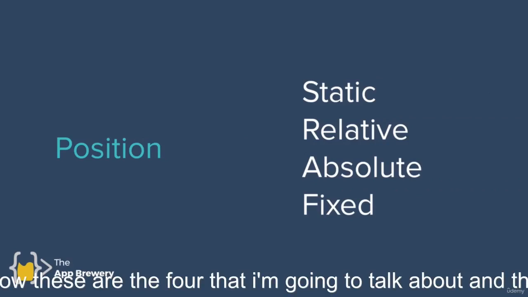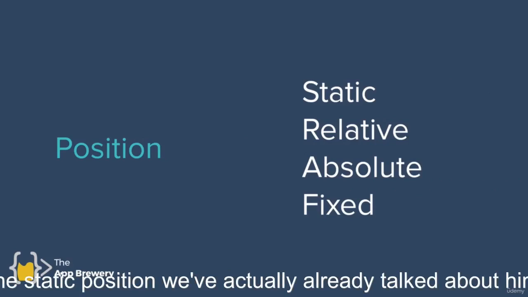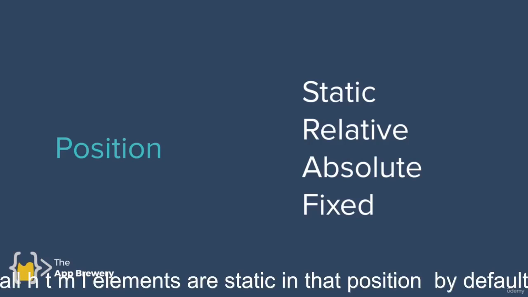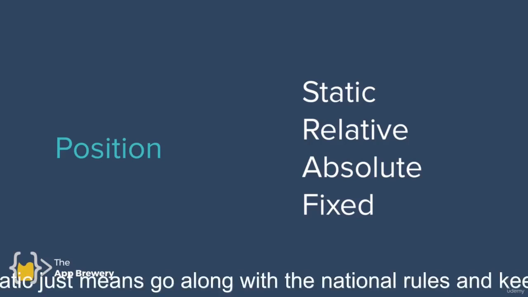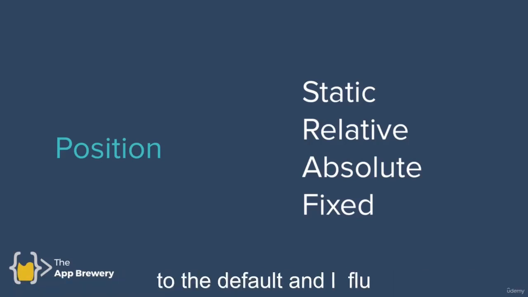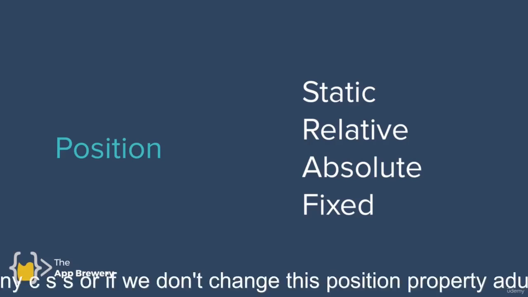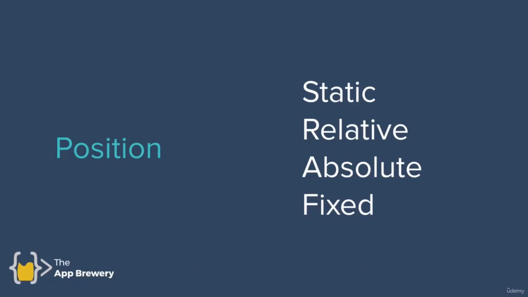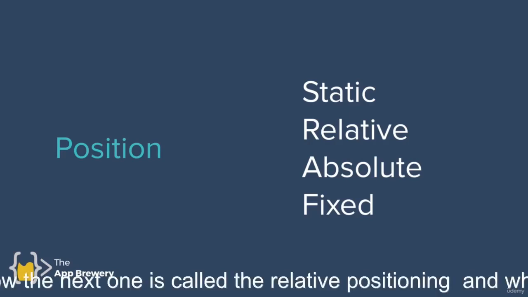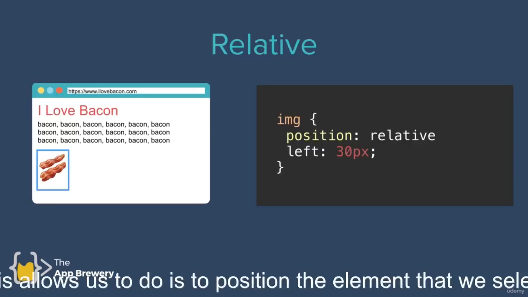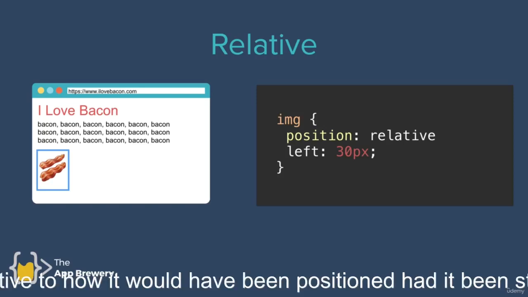And the first one, the static position, we've actually already talked about it. All HTML elements are static in their position by default. And static just means go along with the HTML rules and keep to the default HTML flow. And that is what we see when we just have HTML without any CSS, or if we don't change this position property at all. Now, the next one is called the relative positioning. And what this allows us to do is to position the element that we select relative to how it would have been positioned had it been static.